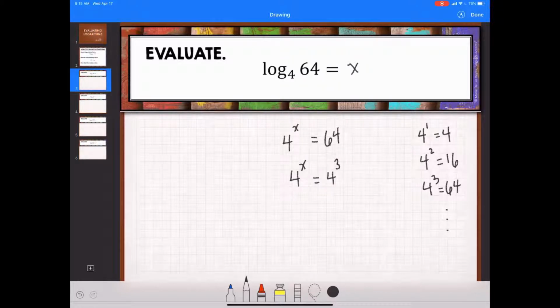So here we found out that 64 is the same thing as 4 to the third power, and therefore x is equal to 3. Which means when we evaluate log base 4 of 64, that equals 3.